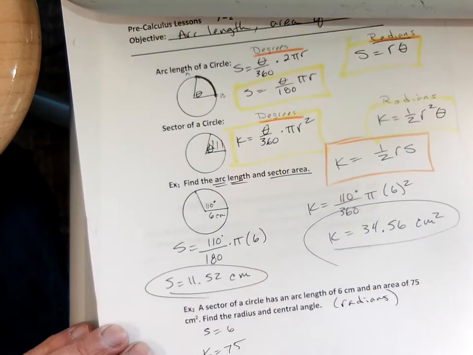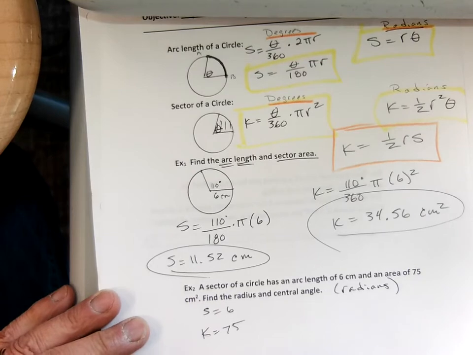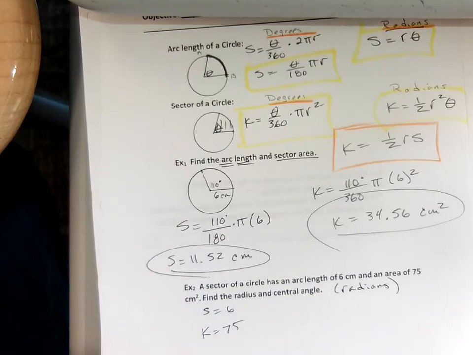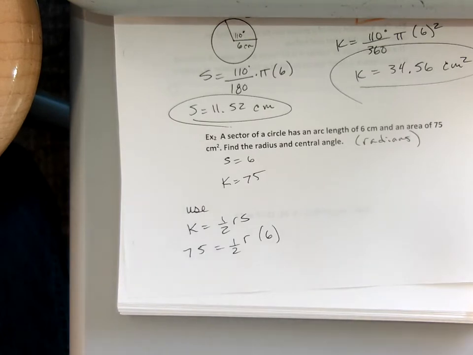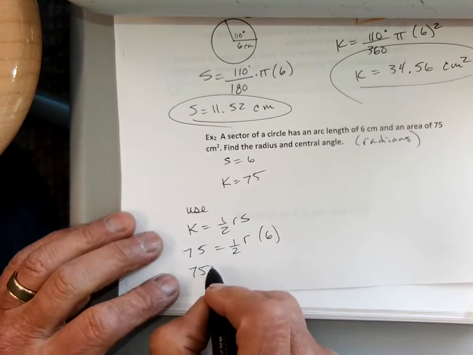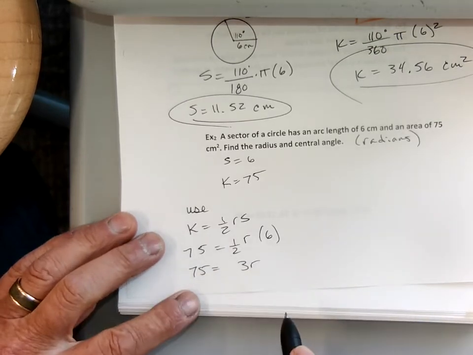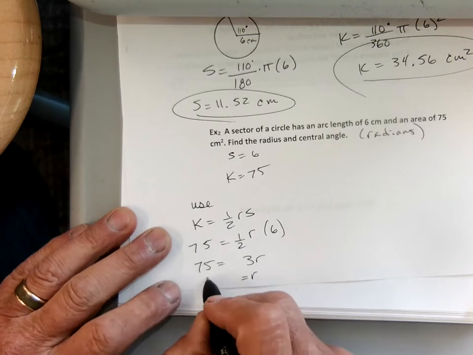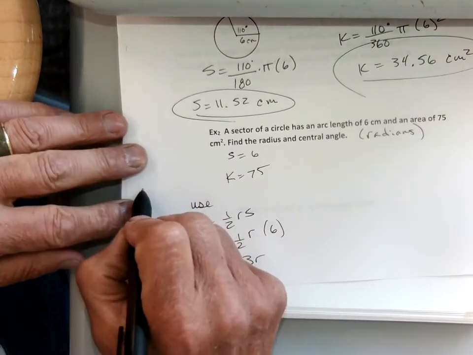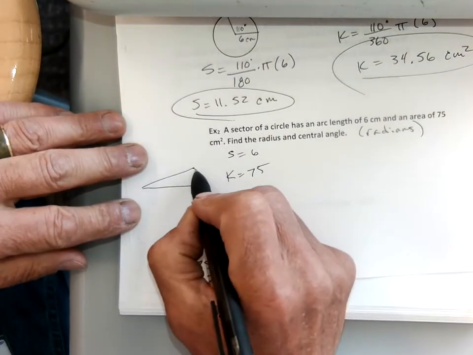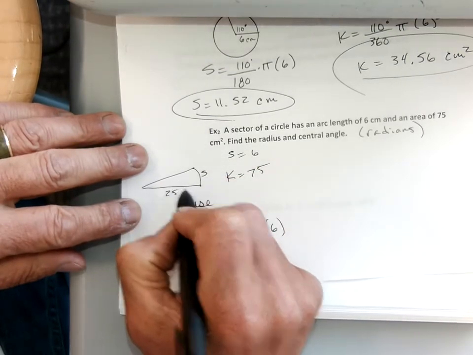So I'm going to use my K equals 1/2 RS, right? I know K is 75. My radius is what I want to find, and my arc length is 6, okay? All right, so that's half of 6 is 3. Divide by 3, R is 25. Okay, that's a pretty long radius. So this thing would actually look something like this. Super long and super thin. Not that you need to know that, but this would be 6 and that's 25.